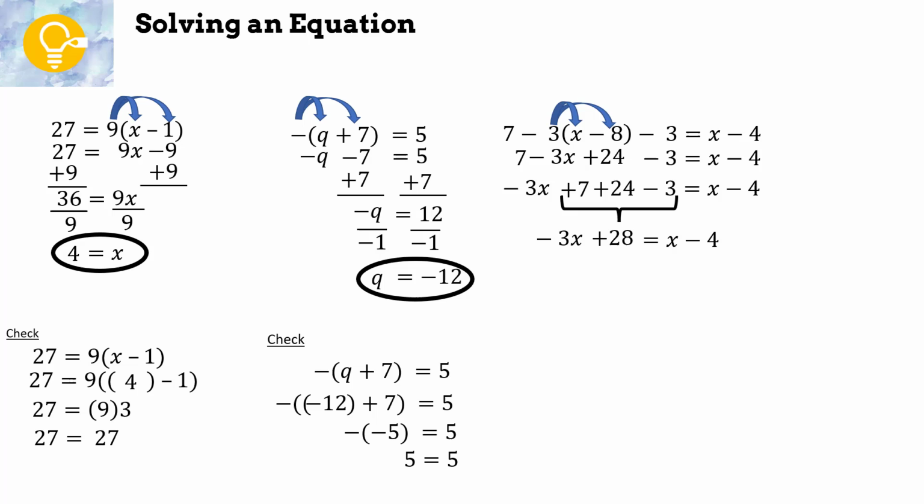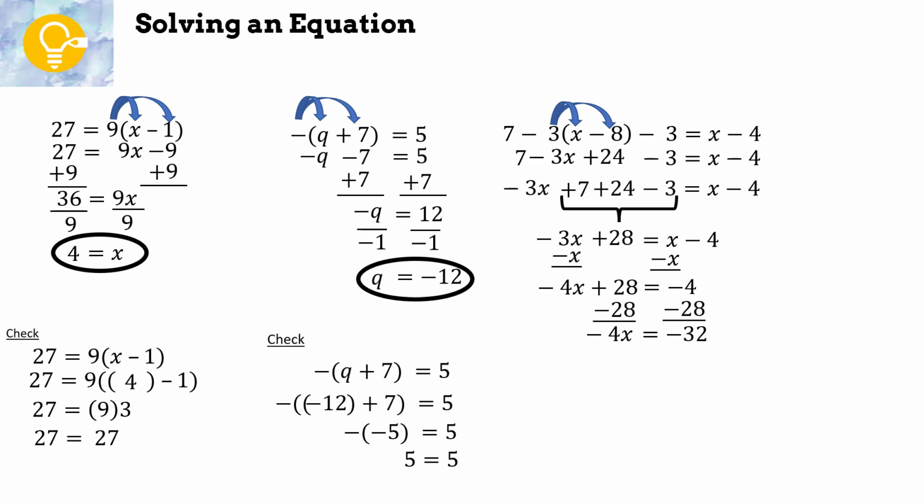And I also like to move the x's first. So the x on the right side of the equal sign, I don't want. So I'm going to subtract x from both sides. This gives me negative 4x plus 28 equals negative 4. Cool, I have an x by itself on one side, but I have the plus 28. I need to get rid of the plus 28, or adding 28. So we're just going to subtract it. This gives us negative 4x equals negative 32.